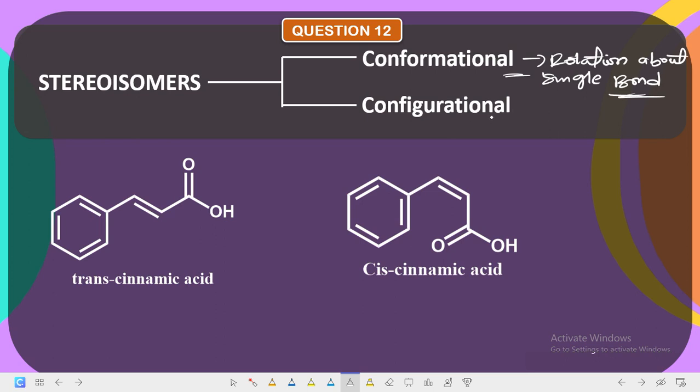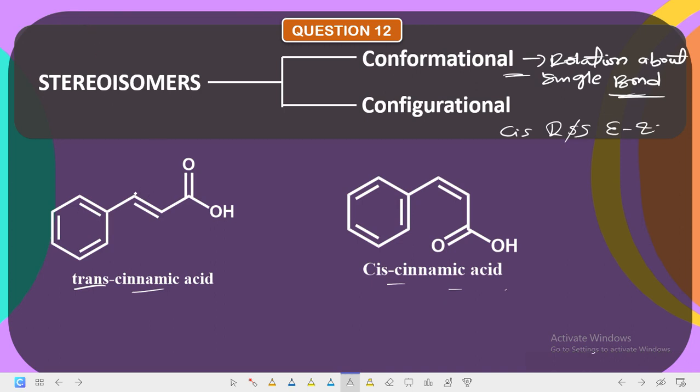Under configuration, that is where you have cis and trans, we have geometric, we have R and S nomenclature, we have E and Z. Now if you look at these two compounds, we have one trans-cinnamic acid and the other one cis-cinnamic acid. What can you see in between these two compounds?